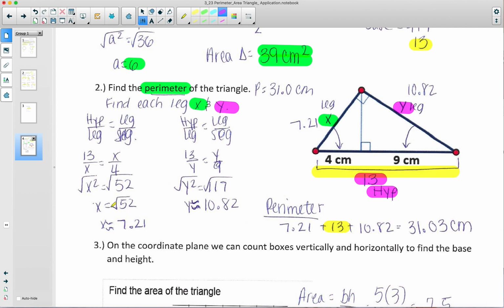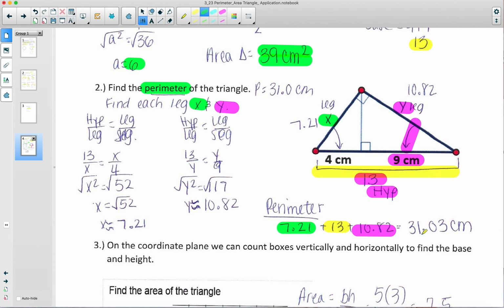Now on your worksheet it says round to the nearest tenth. So I rounded to the nearest hundredth here and gave an approximation of 7.21. Similarly, for this other leg y, I use HILLS again. So the same hypotenuse of 13. My leg now is y. However, this leg projects onto 9. So cross multiply, square root, and we get approximately 10.82. So now I have all three side lengths. y was 10.82, our hypotenuse is 13, and x is 7.21.